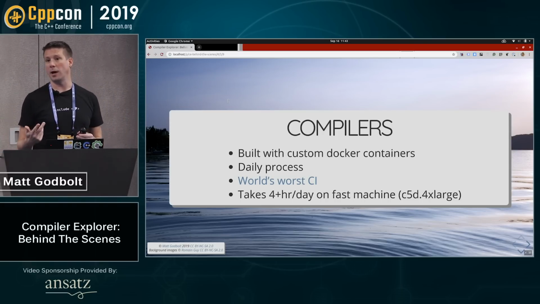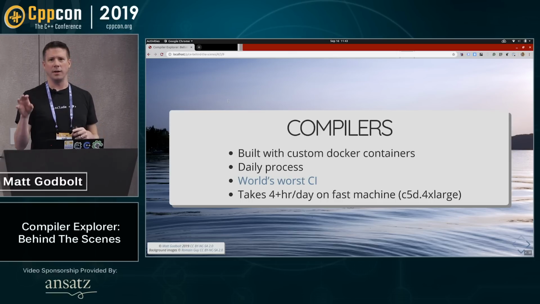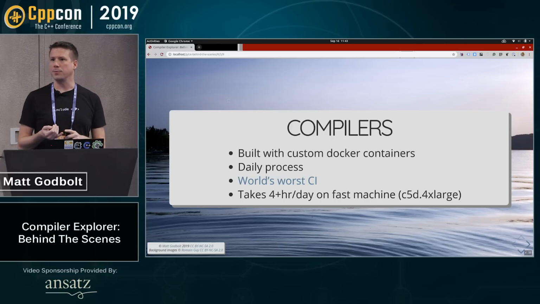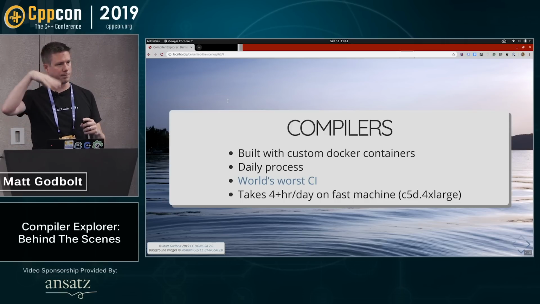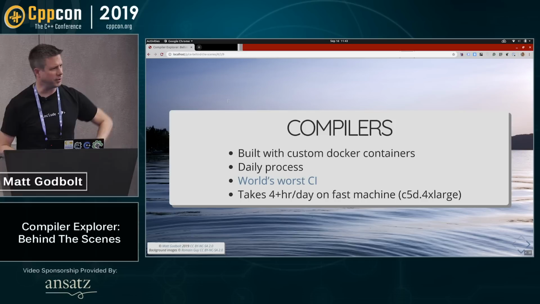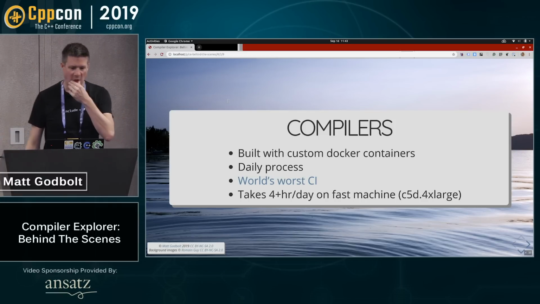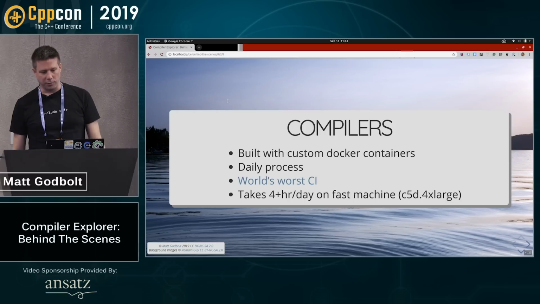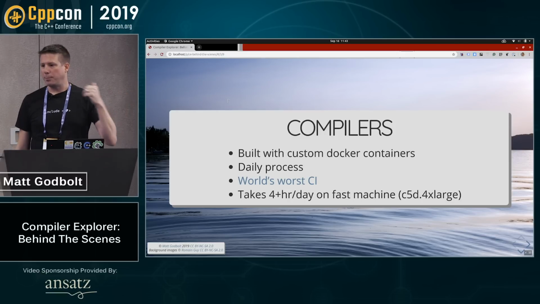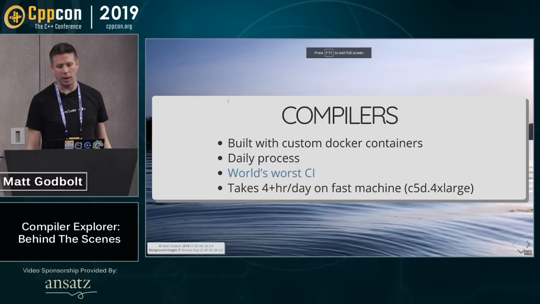So we do trunk GCC, we do trunk Clang, and then we have a number of patched versions of both Clang and GCC, including things like the compiler that supports Herb's meta thingamajig. What is it? Meta classes, thank you. Meta thingamajig. And that's actually a link to our build output page. It's the world's worst continuous integration. It really is dreadful, but it works.